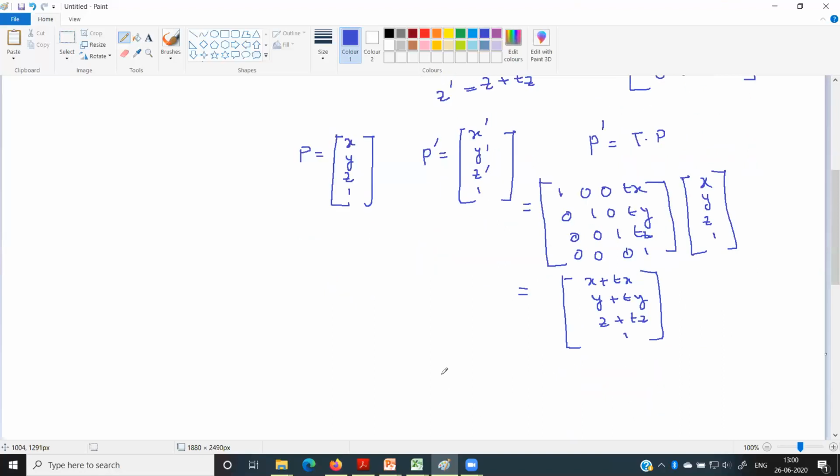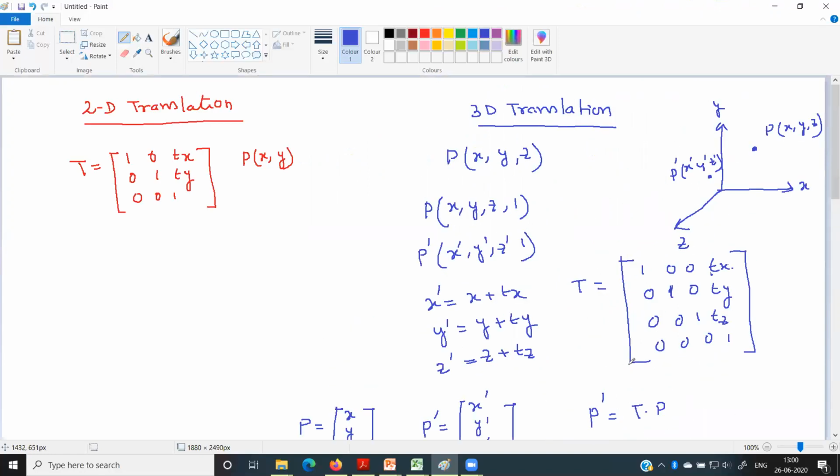If you know the coordinate of the point, and if you know the translation amount, then by multiplying the translation matrix with that coordinate, you can find out the coordinate of the translated point. So this is the translation of any point in the 3-dimensional plane.